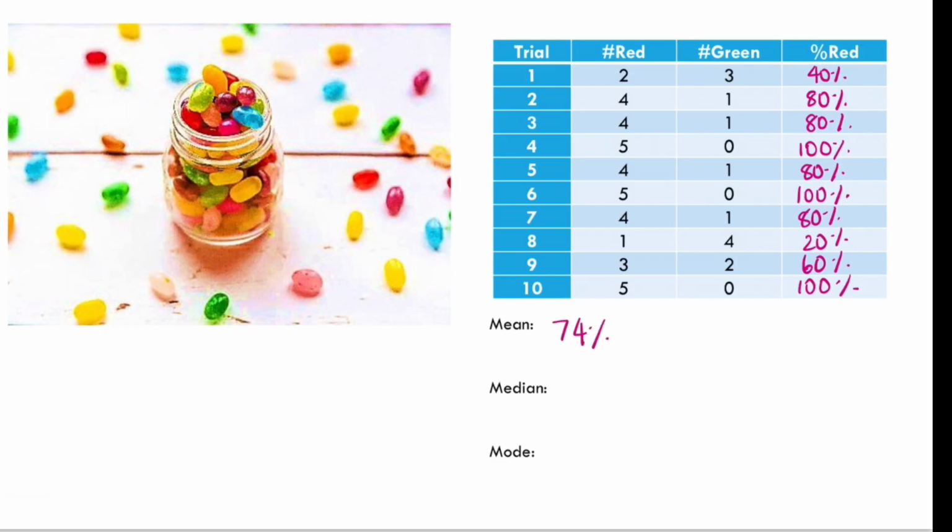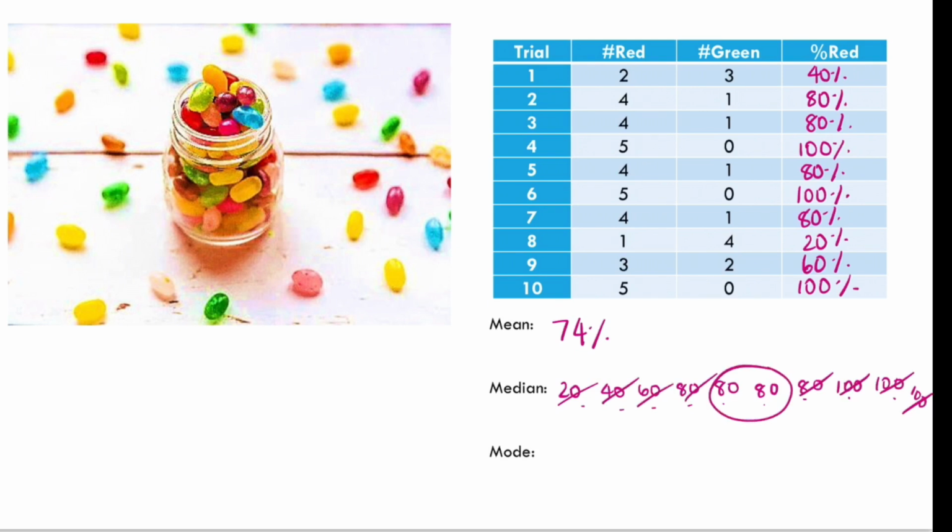My median, I would have to arrange from least to greatest. So I have 20 and then 40, 60, 80, 80, 80, 80, and 100, and 100. I think that's 10 of them, right? 1, 2, 3, 4, 5, 6, 7, 8, 9. Oh, I missed one. Which one did I miss? Oh, I have 300%, so that's why. Okay, so then I just find the middle one.